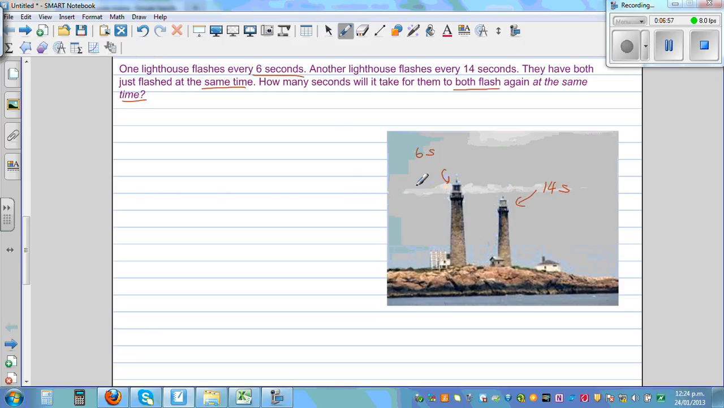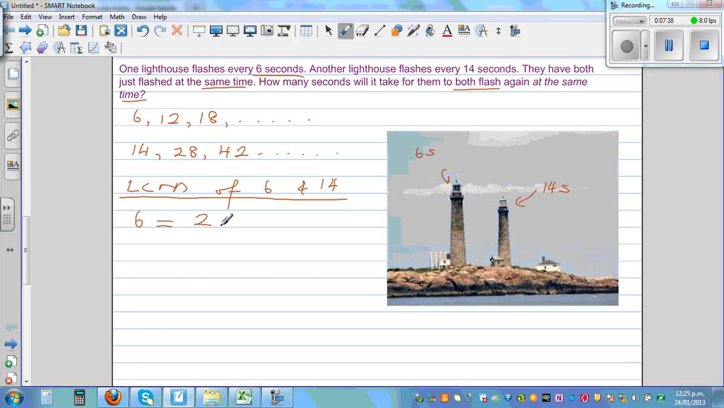Here this flashes every 6 seconds, so it flashes at 6 seconds, then 12, then the 18th second, and so on. And this will flash at the 14th second, then 28 and 42, and so on. So basically this is a question of least common multiple. This is the application. The question is, what is the least common multiple of 6 and 14? As we know the faster way of doing it, let's write this in prime factors. 6 is 2 times 3, and 14 is 2 times 7.